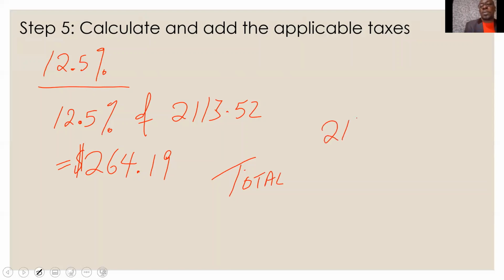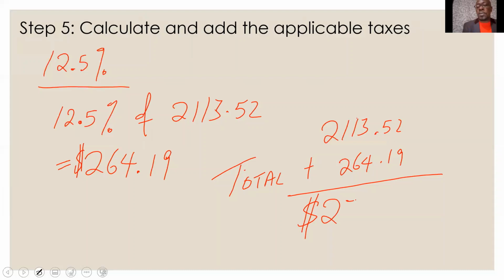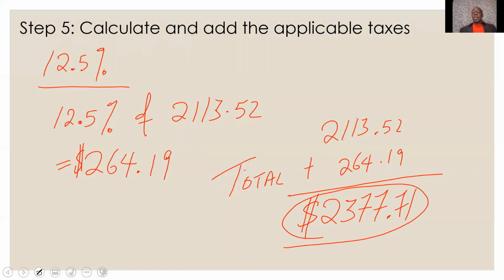That gives us a grand total of 2,113.52 plus 264.19, and that gives us $2,377.71, which is the amount owed by this customer.